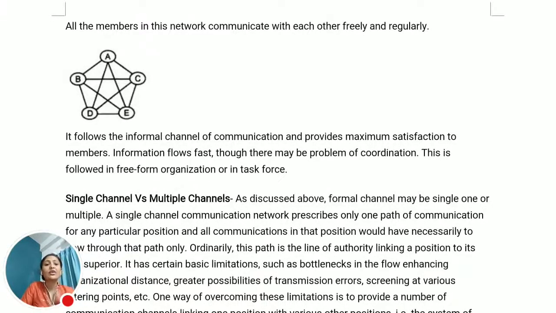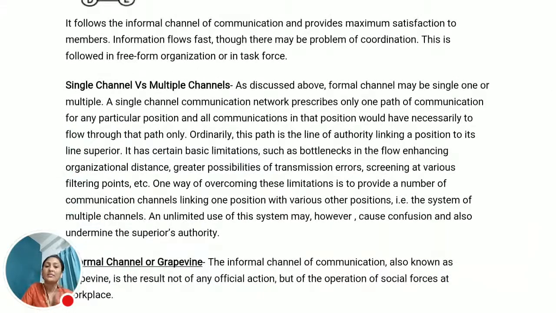Okay, you can see on the screen the single channel and the multiple channel. Single channel means when you use only one channel of communication, only one network of communications, while multiple channel is when there is use of a combination of networks, like using a chain network as well as circular network. Then you can say these are multiple channels. You are communicating through multiple channels, not fixed with one particular pattern of communications. You are using different channels or different patterns of communication. Then you can say multiple channels of communications.